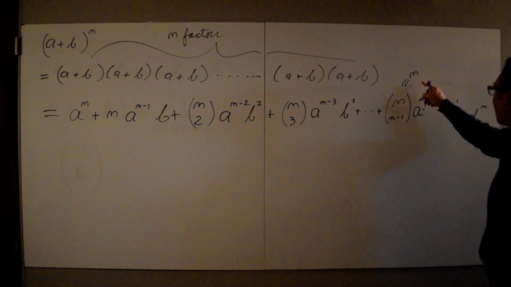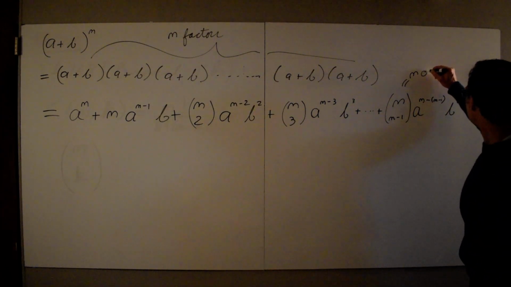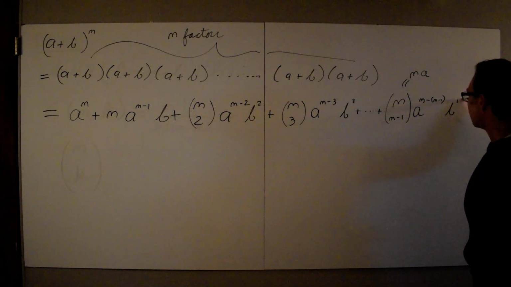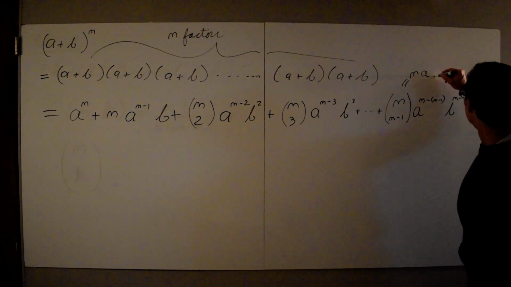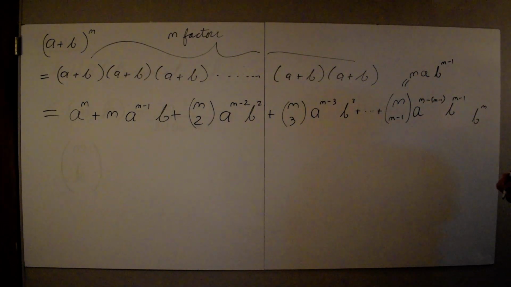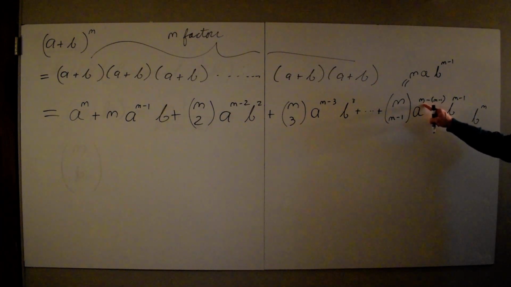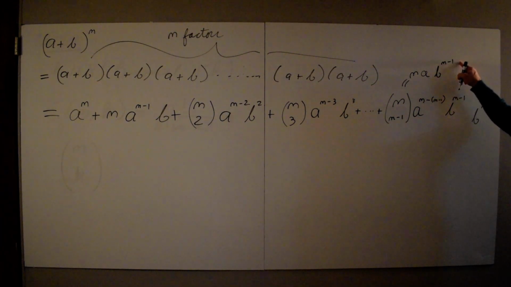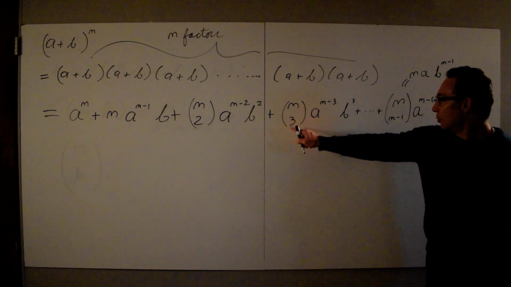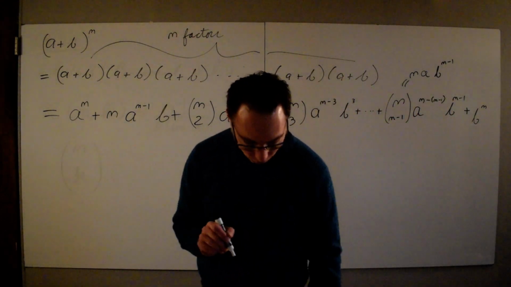So what I actually have here is n times a to the n minus 1 times b. The sum of the exponents should always be n. So this is a to the 1, and then we have b to the n minus 1. And then our last term is b to the n. This is the binomial theorem right here. We have our n choose k's all the way through.